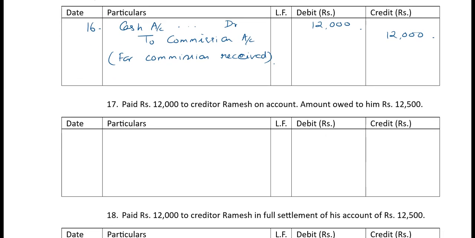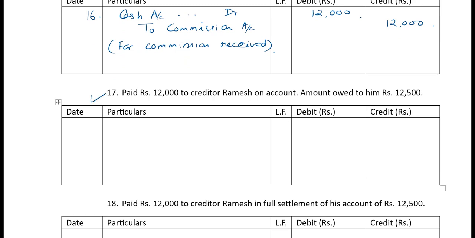Next transaction, 17th transaction, paid 12,000 to creditor Ramesh on account. Amount owed to him is rupees 12,500. Now when the word on account is used, it means it is not in full settlement. We are paying Ramesh creditor amount of 12,000 and later on we will repay him the other 500.